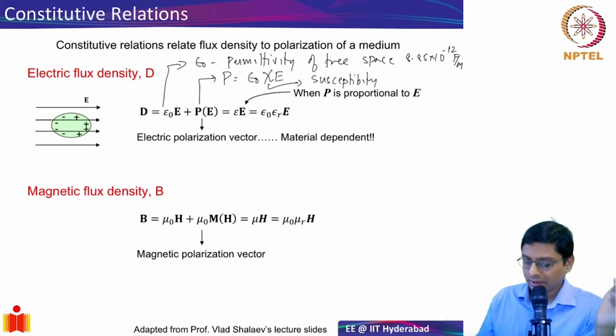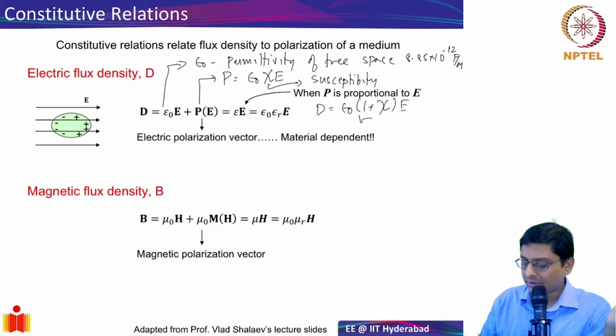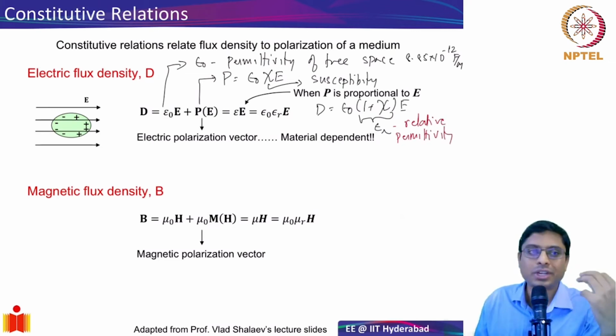right? And then if you substitute back the susceptibility, you will see that D is going to be epsilon naught (1 plus chi) times E, and this 1 plus chi is known as relative permittivity. Okay, it is going to change from material to material.